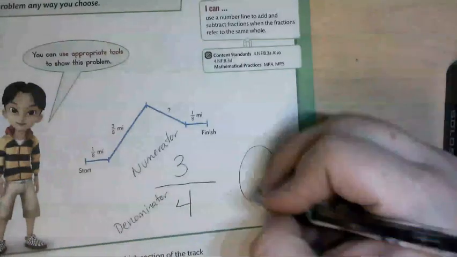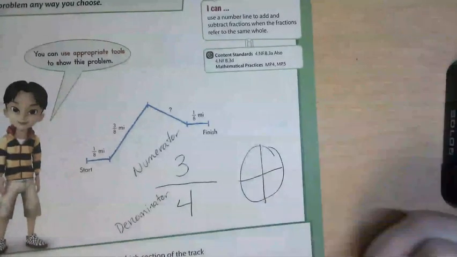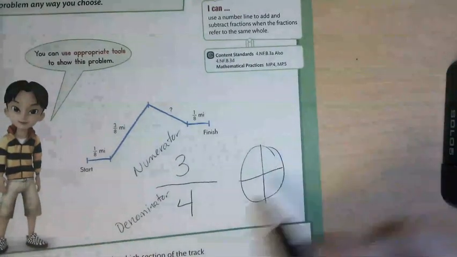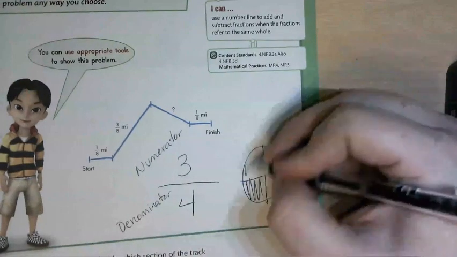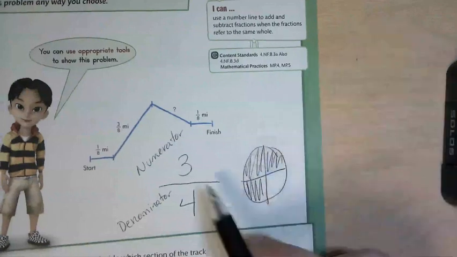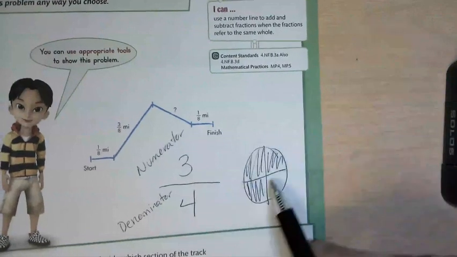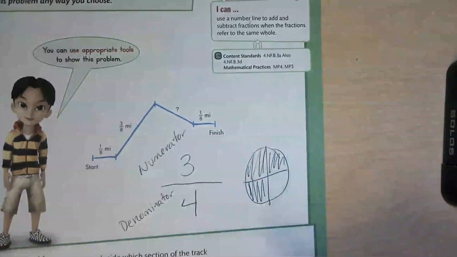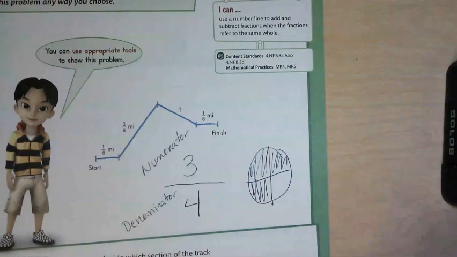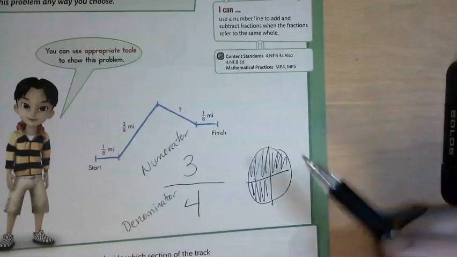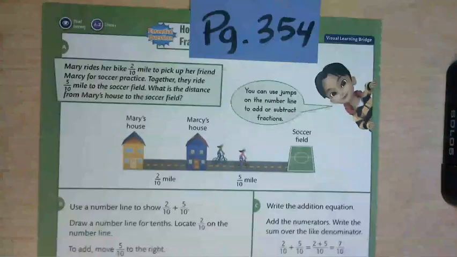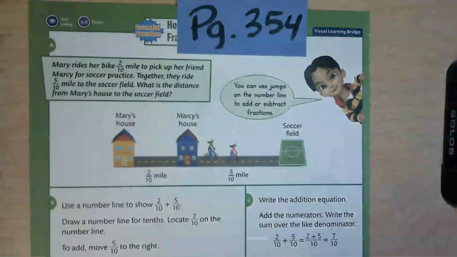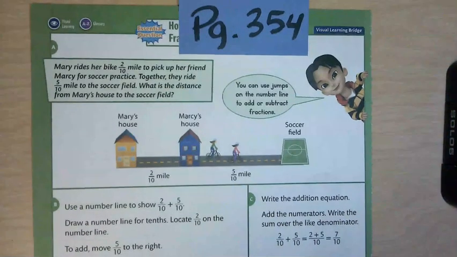So for example, with this, if I had a pizza, I cut it into 1, 2, 3, 4 pieces, that would make a whole pizza. If I ate 1, 2, 3 of those, this would be 3 out of the 4. 3/4 would be what I've got there. So this is what we're going to be working on today as we are adding and subtracting fractions. Let's go ahead and turn over to page 354 as we take a look at today's lesson.